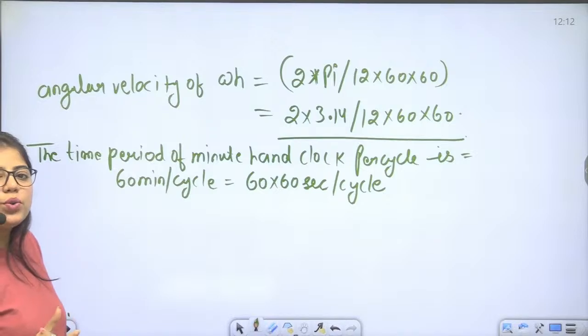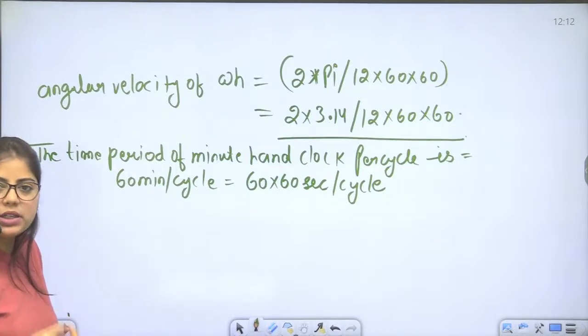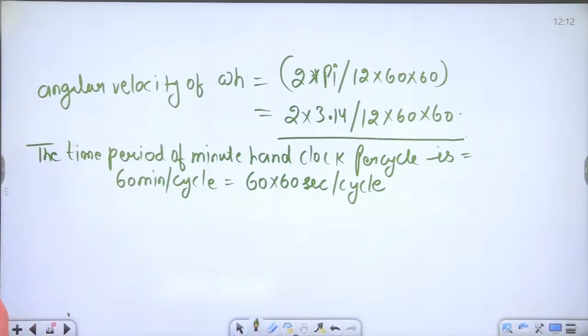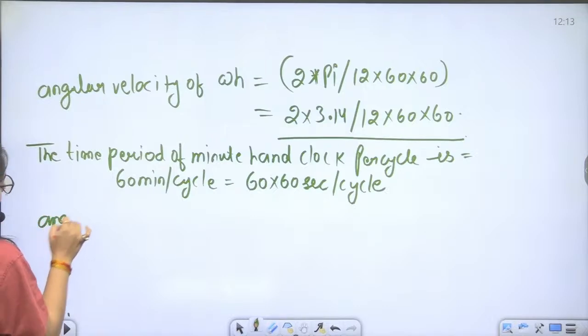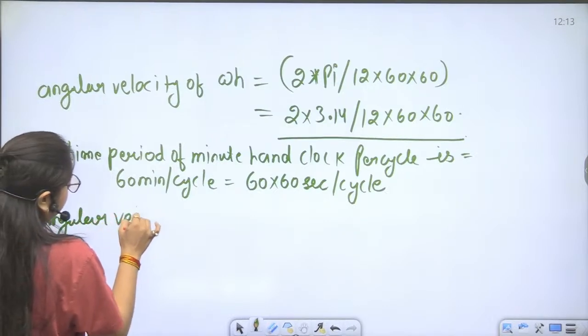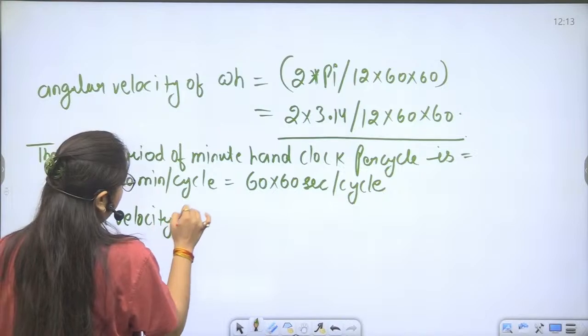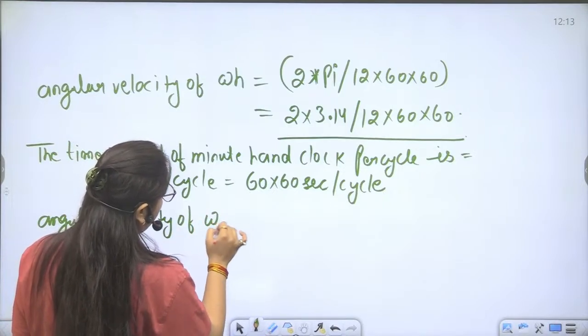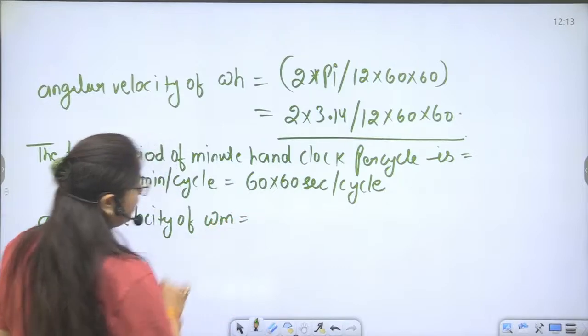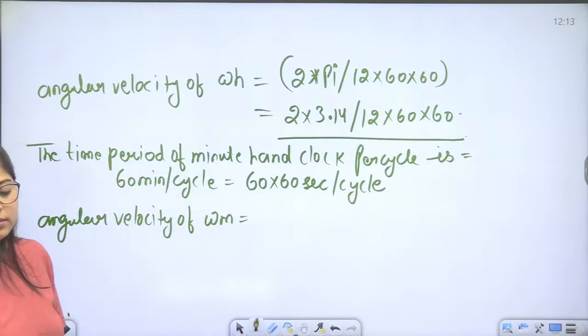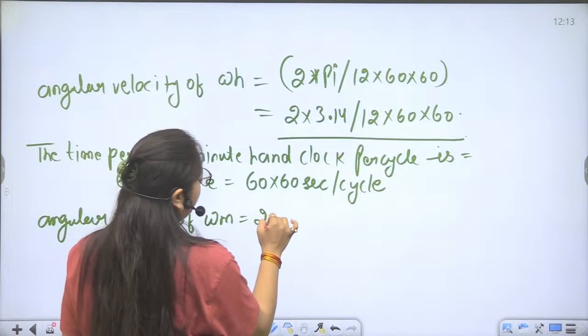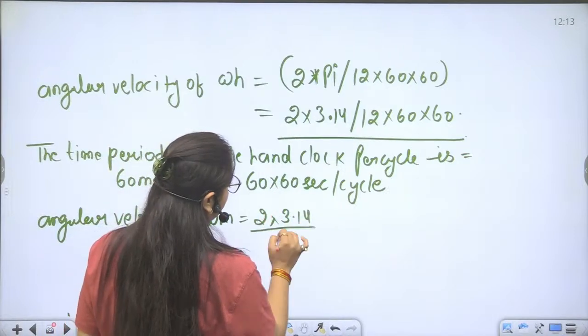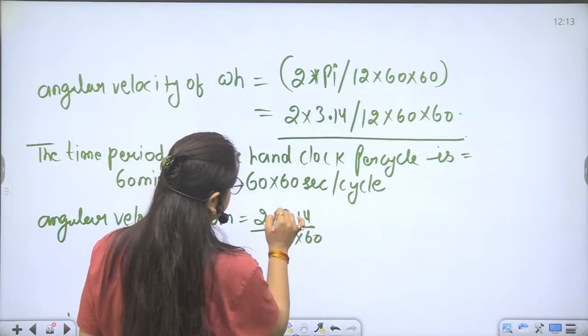Now we are going to calculate the angular speed of the minute hand. The angular velocity of the minute hand is equal to 2 into 3.14 upon 60 into 60.